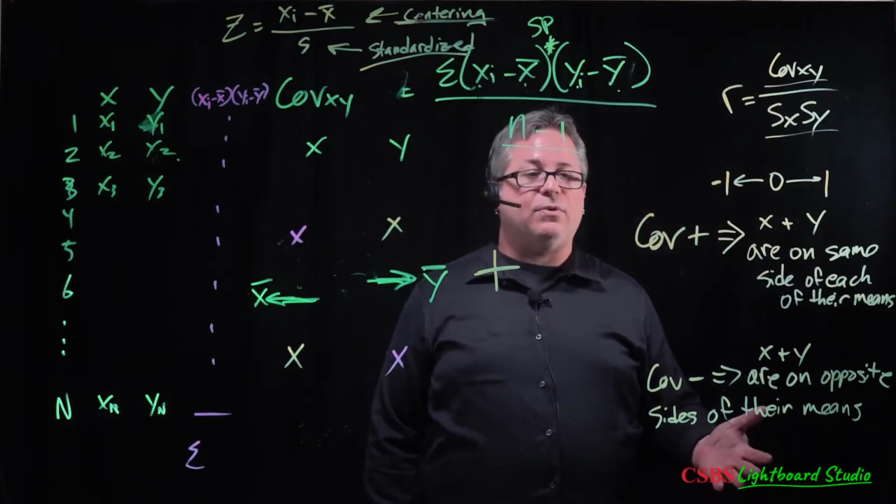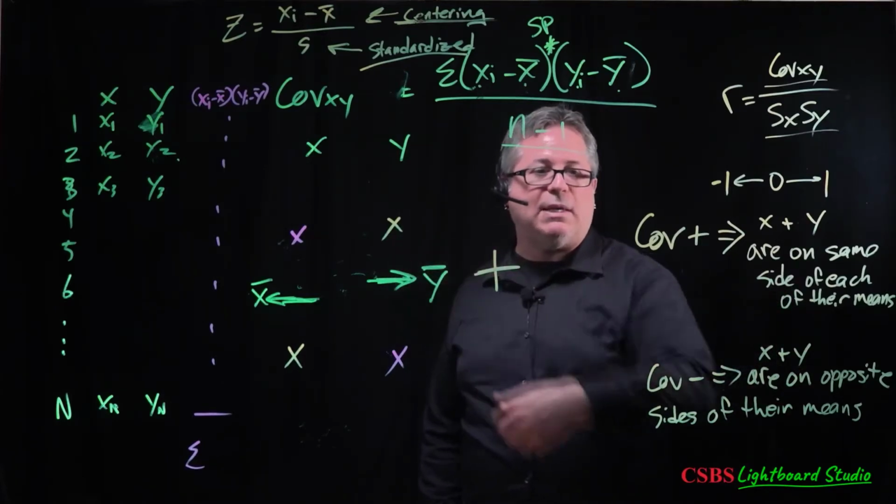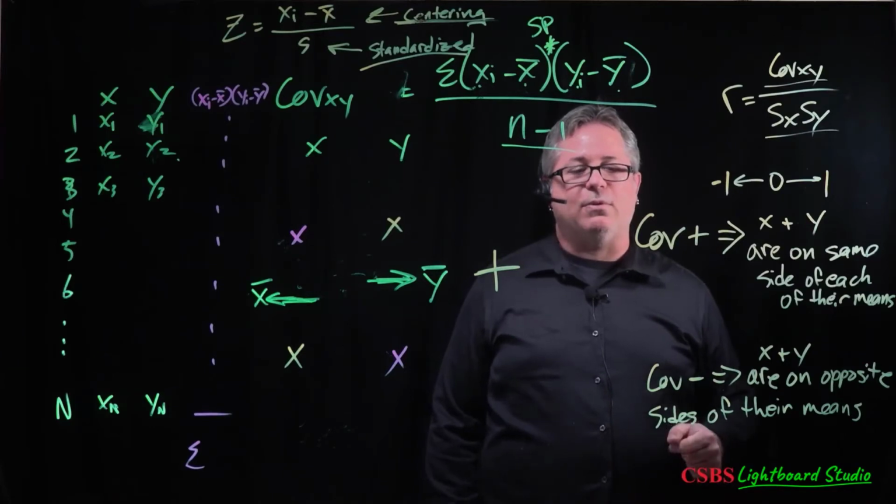But it still comes down to, what is correlation really measuring? It's really measuring the degree to which people are on the same side of the mean or the opposite sides of the mean on two variables.